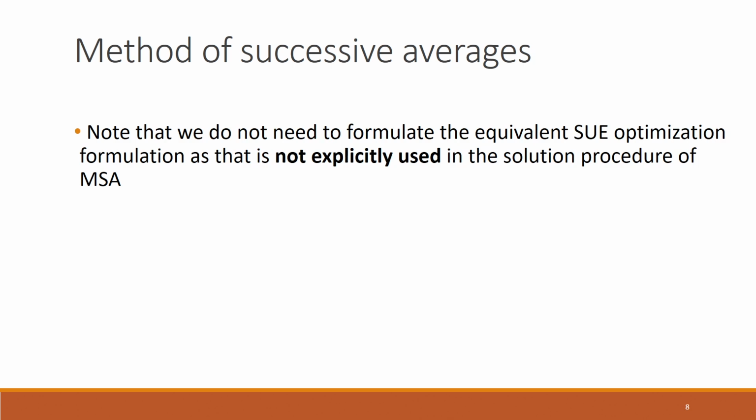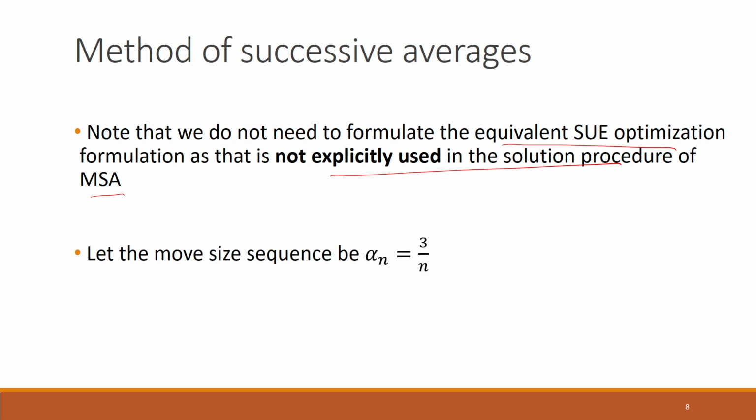Now, note that we do not need to formulate the equivalent stochastic user equilibrium optimization formulation, as that is not explicitly used in the solution procedure of MSA. So, we can just go ahead with using this MSA. In that, we need to fix the move size sequence that we will be using. Let us assume that alpha n is equal to 3 by n.